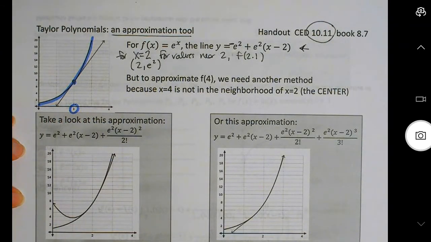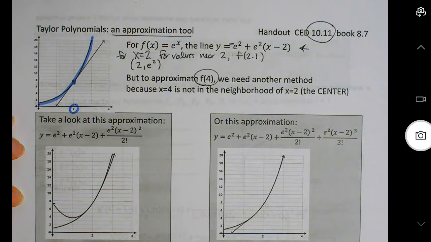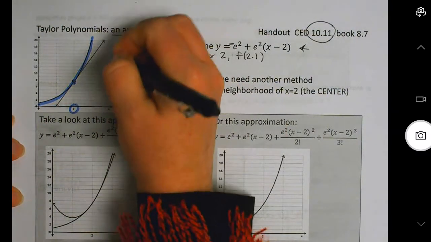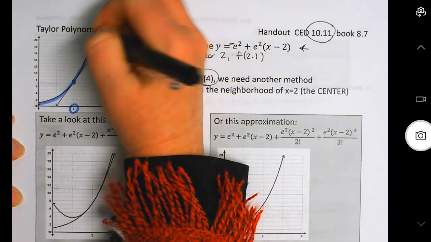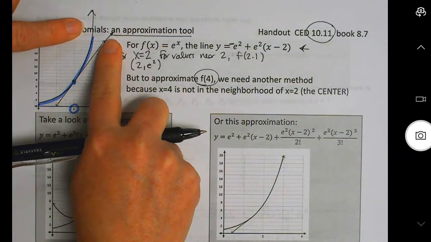All right, so what we want to do is, what if we want to approximate other values, like f of 4? This would not be a good graph for that because look at 4. My tangent line is going to be up here. My e to the x's, they're far apart, right?